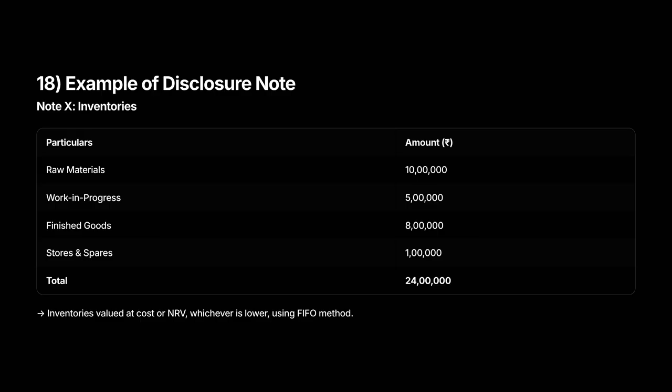Example of disclosure note. Note X. Inventories. Raw materials, 10 lakhs rupee. Work in progress, 5 lakhs rupee. Finished goods, 8 lakhs rupee. Stores and spares, 1 lakhs rupee. Total, 24,000 rupee. Inventories valued at lower of cost and NRV using FIFO. Keep the note concise and factual.